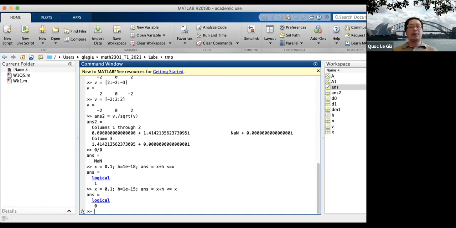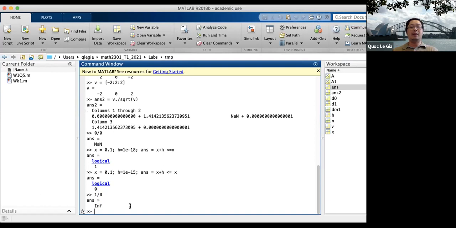And now the next question is dealing with special cases: infinity, minus infinity, and not a number. Okay, so now what is 1 over 0? This is question 2. No, let me type it in. Infinity. So this one is just to see whether MATLAB is consistent with calculus.